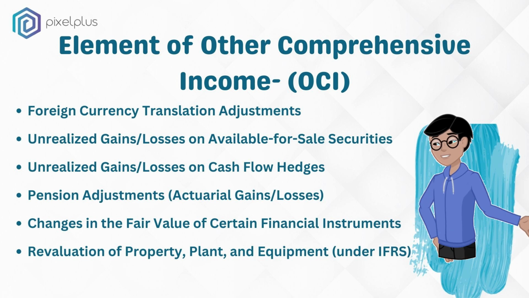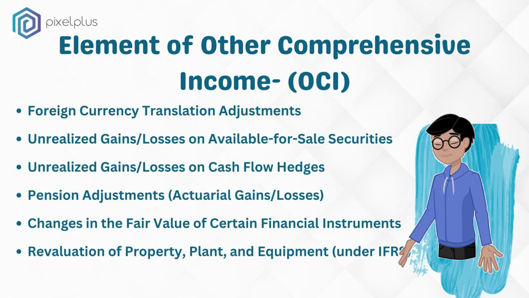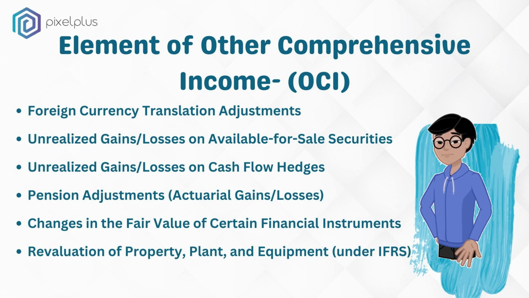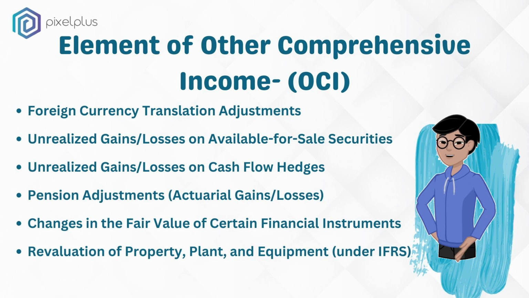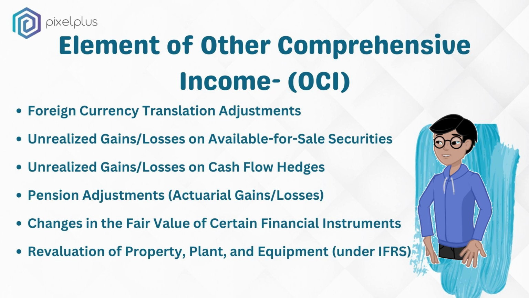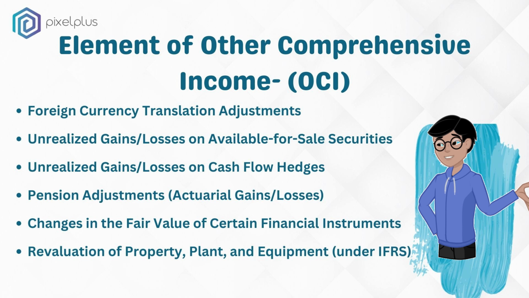The unrealized gain or losses are reported in OCI to provide a clear picture of potential future gains or losses without affecting the current period net income. This separation helps investors understand the company's potential financial position while keeping the net income stable from short-term market fluctuations.